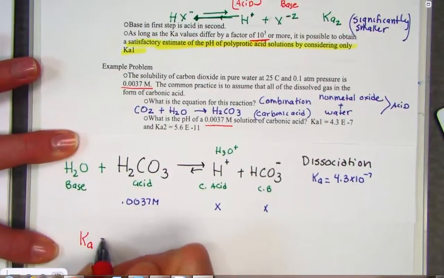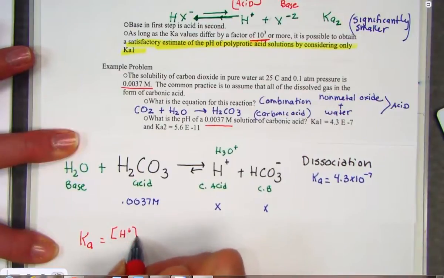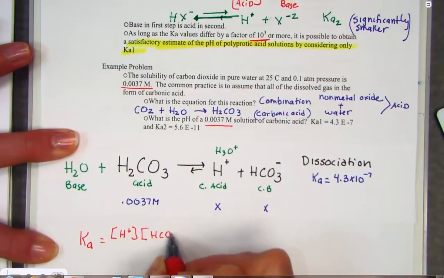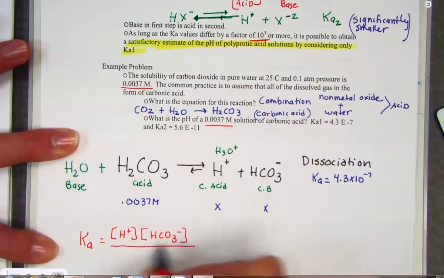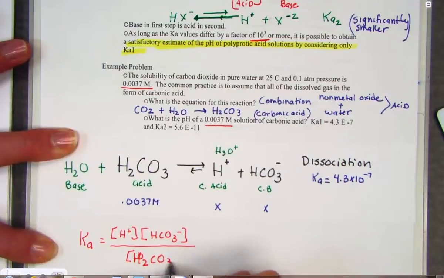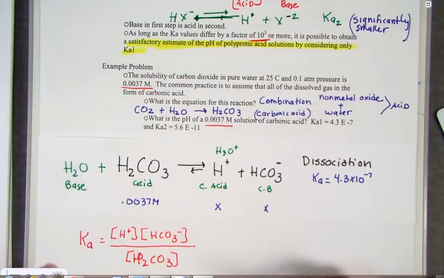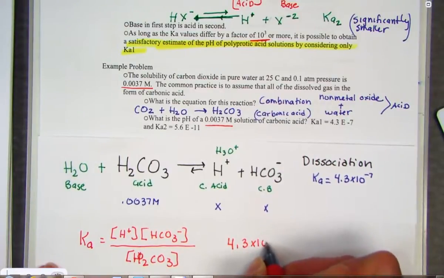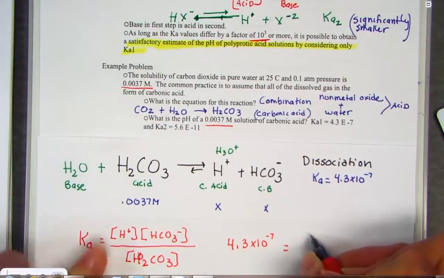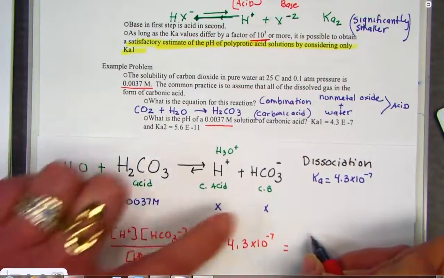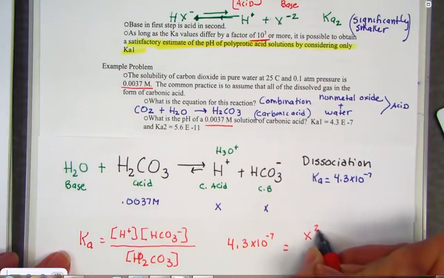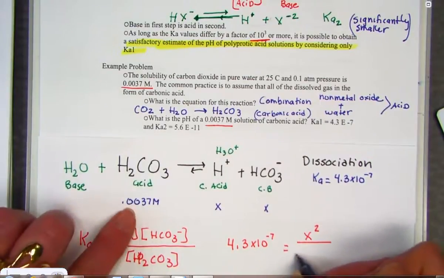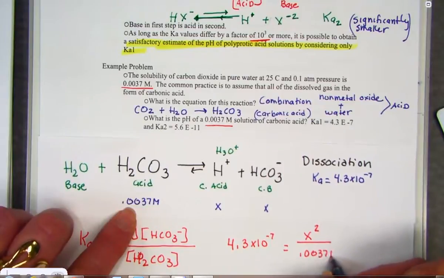Ka we know is an expression that compares the molar units of hydrogen ion times the molar units of the bicarbonate ion all over H2CO3, the original molecular form of the acid. We have what we need to plug in. We have our Ka value, 4.3 times 10 to the negative 7th. We said let's let hydrogen represent X, and also the bicarbonate is X, so I'll simply write that as X squared over 0.0037 molar.